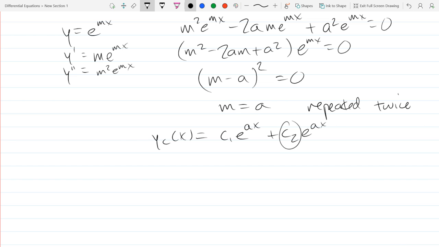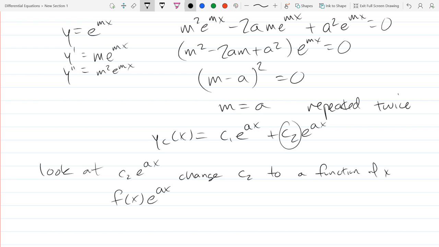So what we're going to do is look at this second coefficient right here, and we're going to change it a little bit. I want to know, what can I place in front of this second term, instead of a constant? Obviously a constant's not going to work, but what function can I put in front of this and it still remains a solution? So forget about c2 e^(ax). Let's go f(x) e^(ax). We're going to plug this back in and see what type of function we can have and still have it work as a solution.